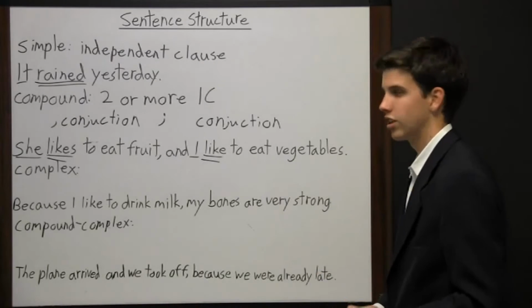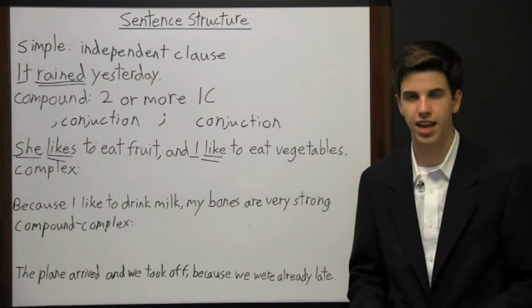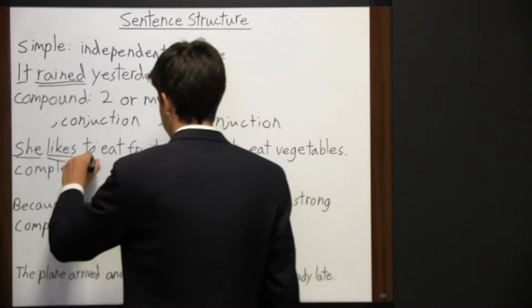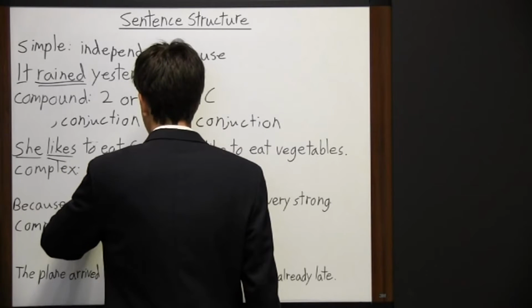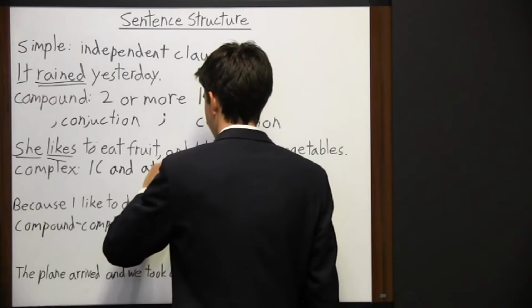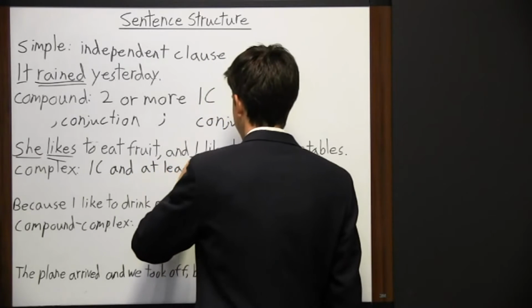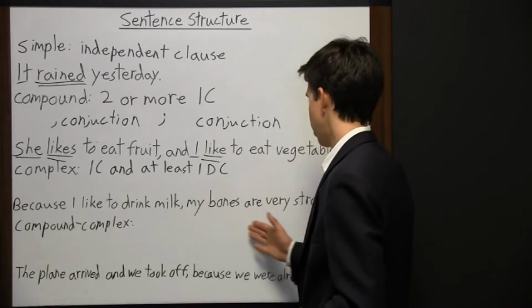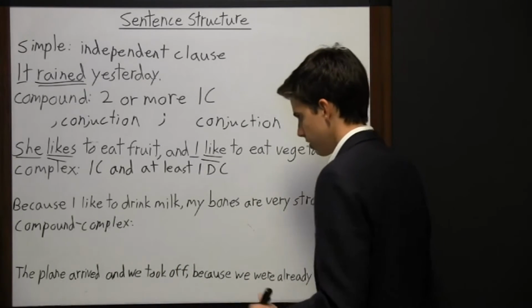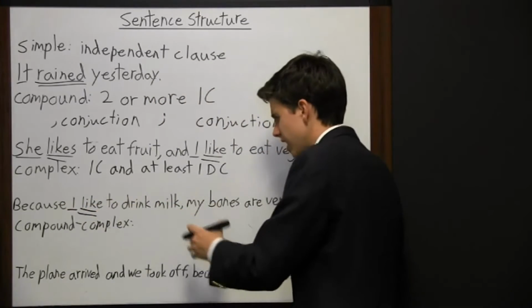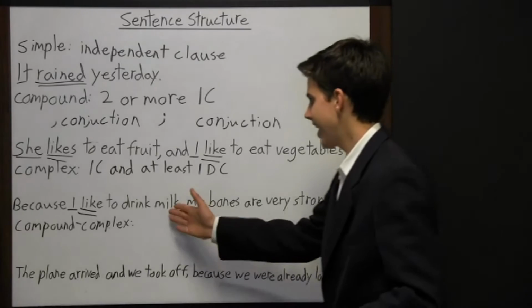Now, the third sentence structure is a complex sentence. It has one independent clause and at least one dependent clause. So I'm going to write here independent clause and at least one dependent clause. So an example of that is, because I like to drink milk, my bones are very strong. Now here you see the subject I and the verb like. So you have I like to drink milk. You have a subject and a verb, but this is not a complete sentence.